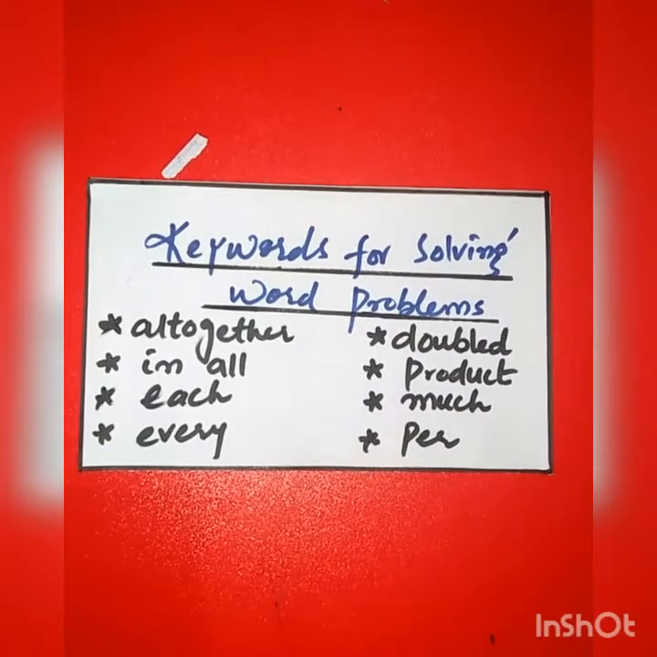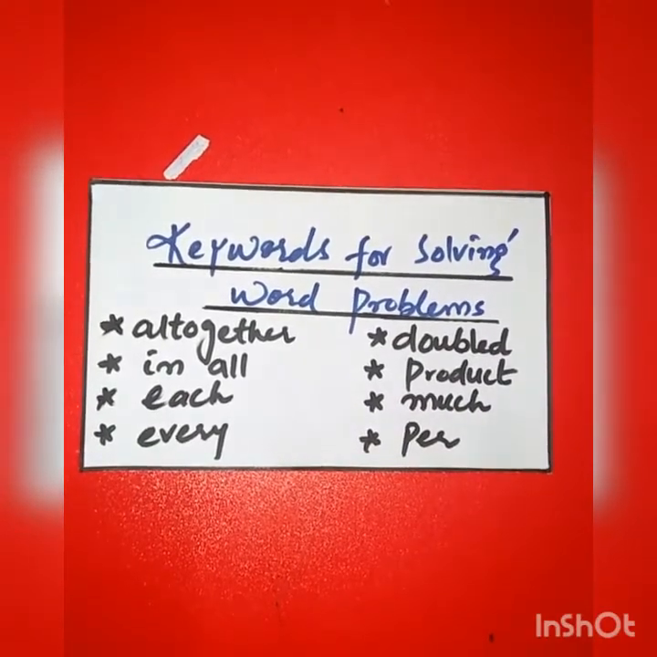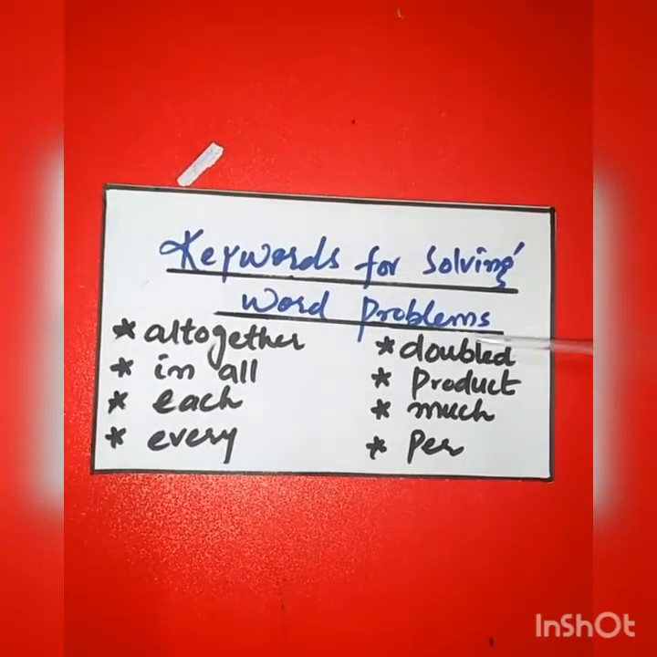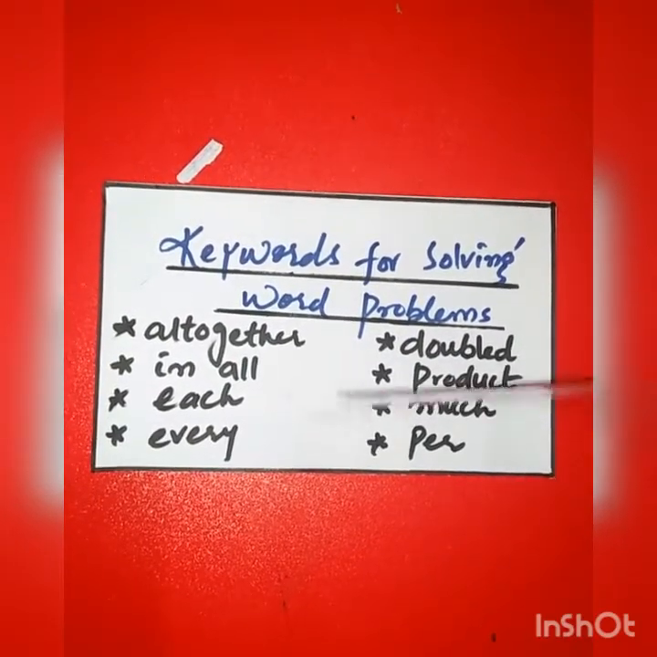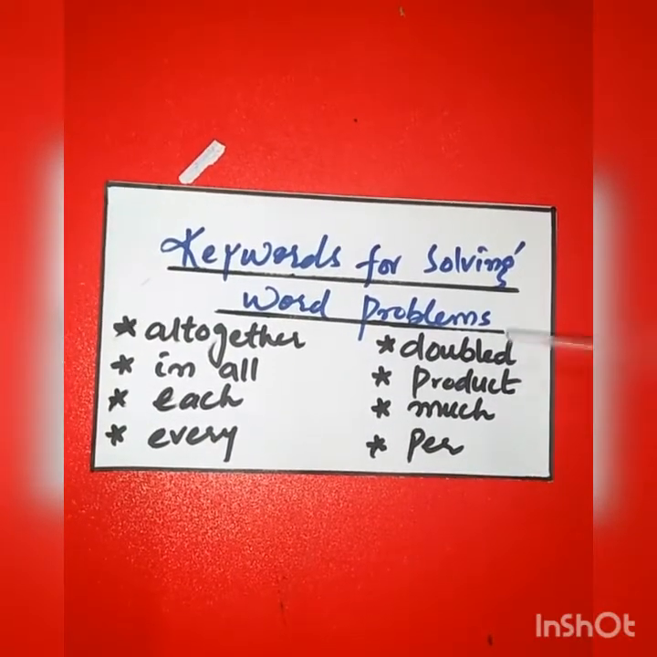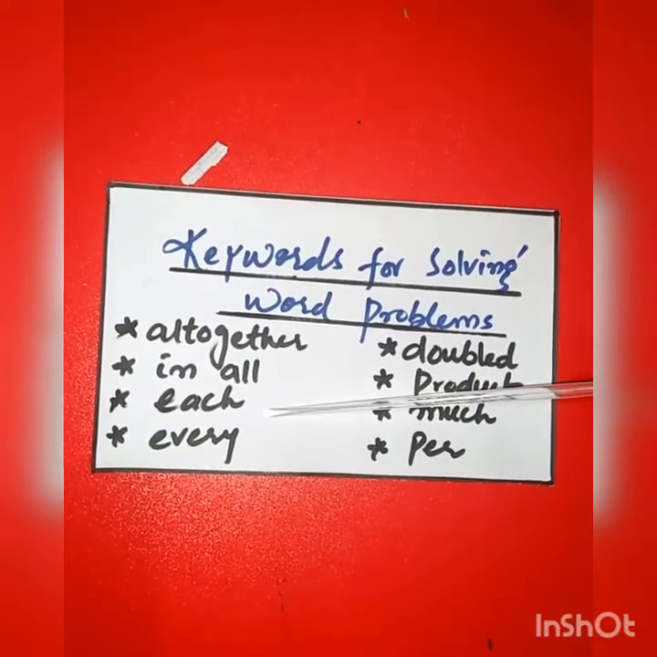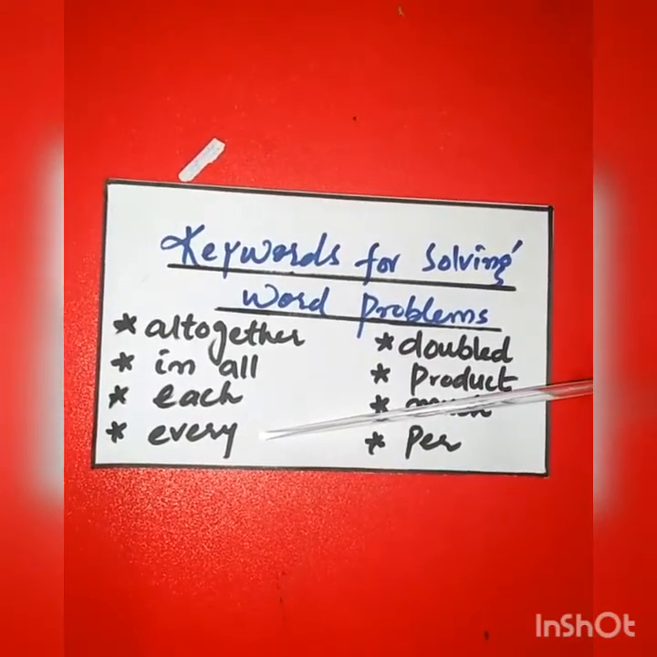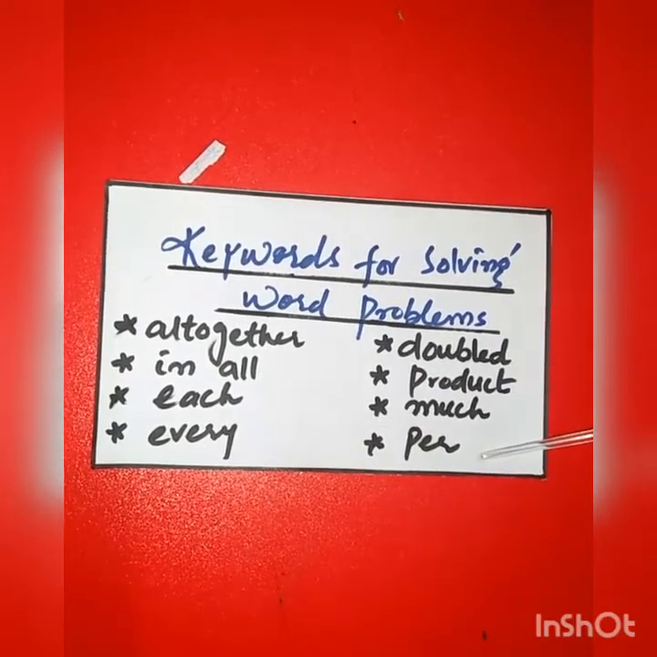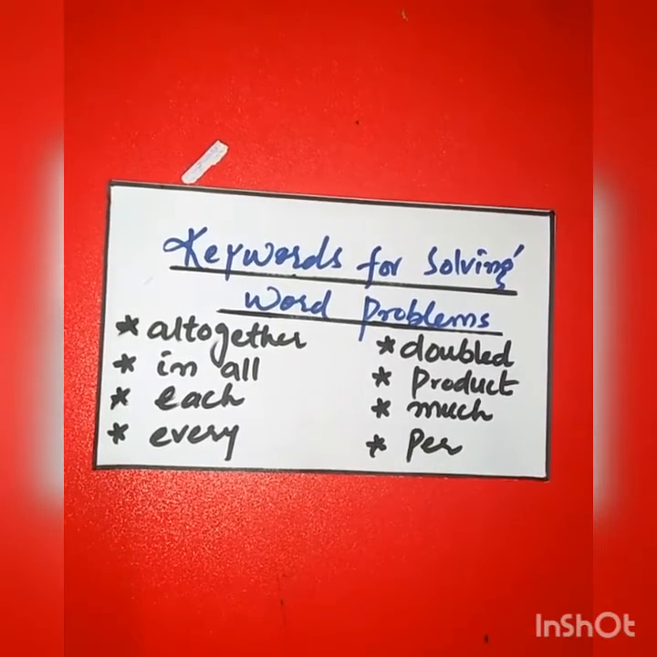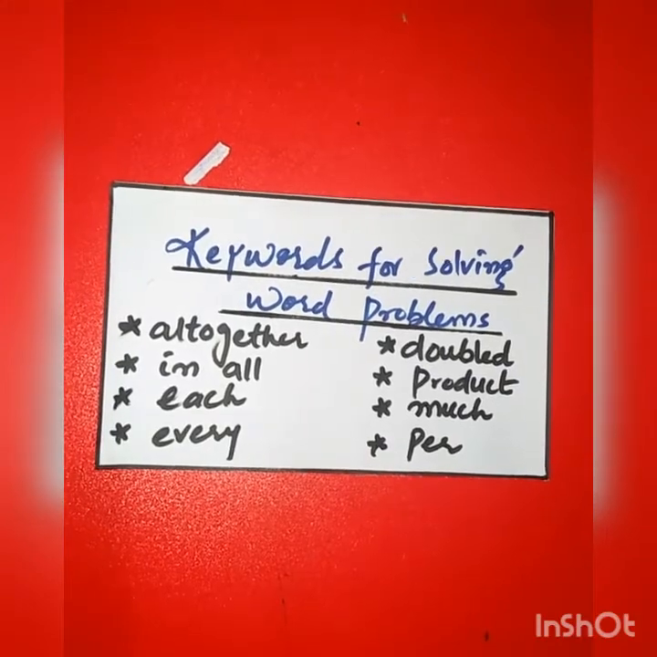Here we have some keywords for solving word problems of multiplication. Number 1, altogether. Number 2, doubled. Number 3, in all. Number 4, product. Number 5, each. Number 6, much. Number 7, every. And number 8, per. These are the keywords that will help us to solve the word problems of multiplication.